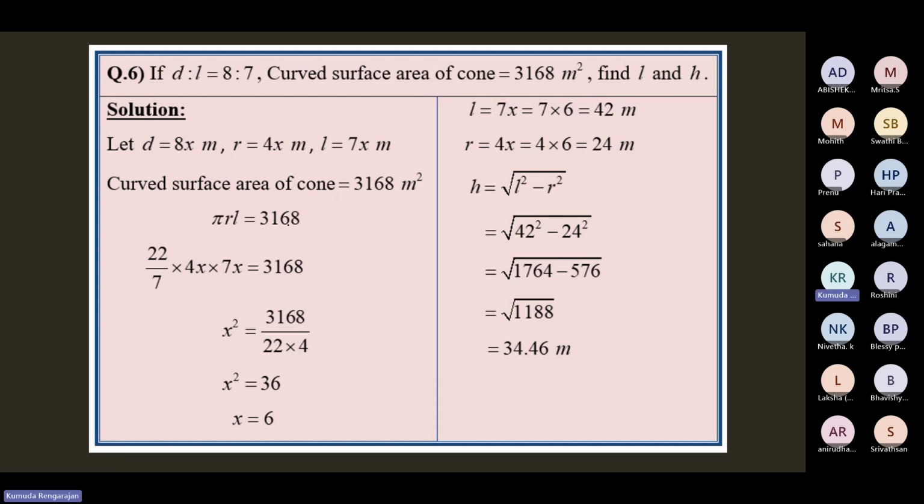CSA is given, so pi RL is 3168. 22 by 7 into 4x into 7x is equal to 3168. X into x is x square. The 7 and 7 will get cancelled. So x square is equal to 3168 divided by this 22 and 4 will go down for division. So x is equal to 6.